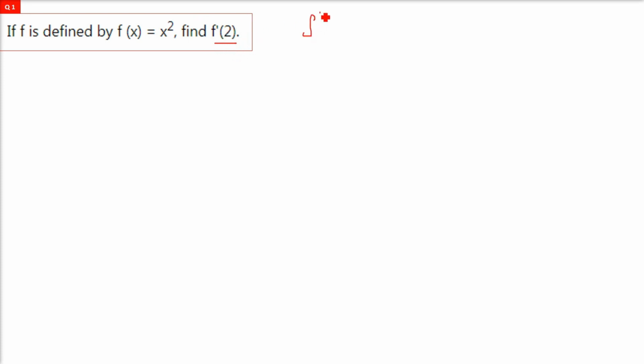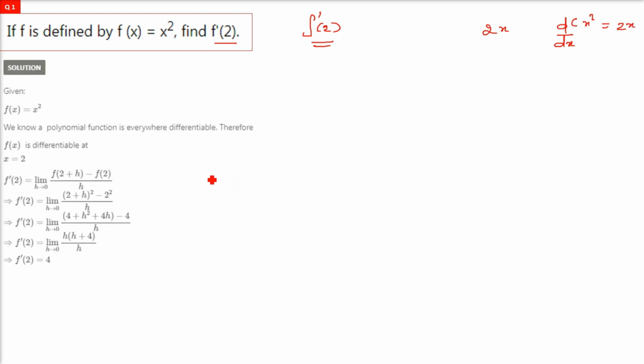So f dash means differentiation, derivative. Wherever this x will be after differentiation, we'll put 2. Direct differentiation is 2x. That is d by dx of x square is 2x. But that is supposed to be learned in the chapter of differentiation. We are discussing differentiability right now, so we'll do it by the first principle.